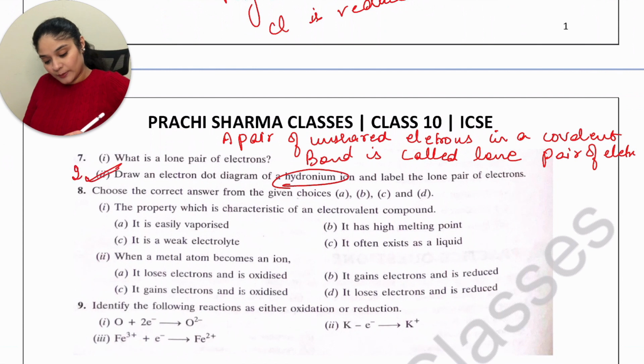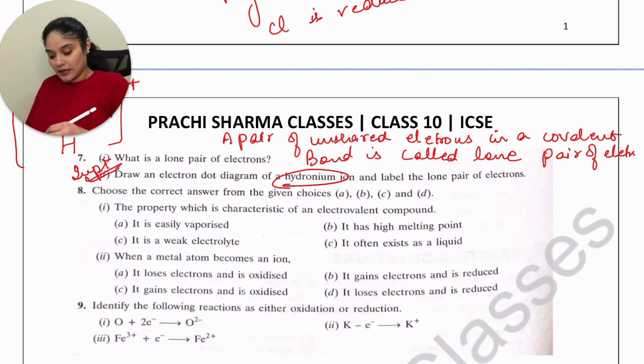Draw an electron dot structure of hydronium ion. This is important, guys. I have seen this question repeat a lot, especially in your pre-board exams these days. So hydronium ion will have 3 H's. So 1, 2, 3. Oxygen in between. Oxygen will have a lone pair that is pending. So one each they are combined like this. And a positive sign. And they have also asked to label the lone pair of electrons. So then you label that this is a lone pair of electrons.